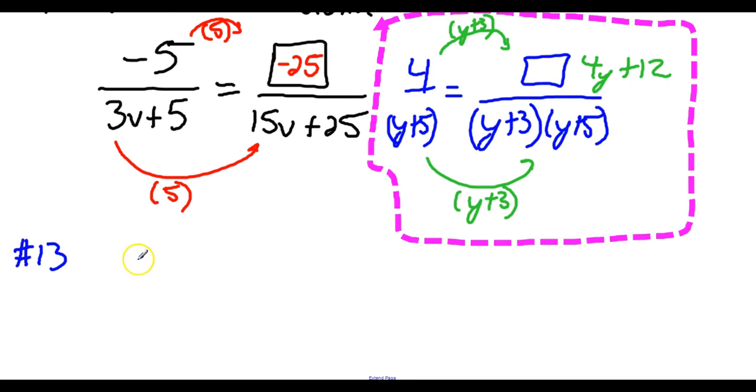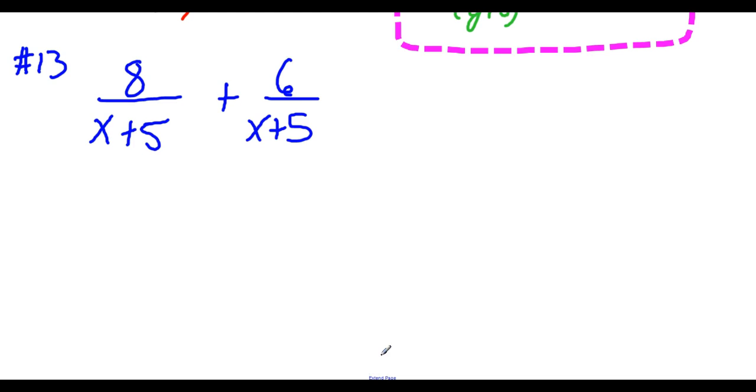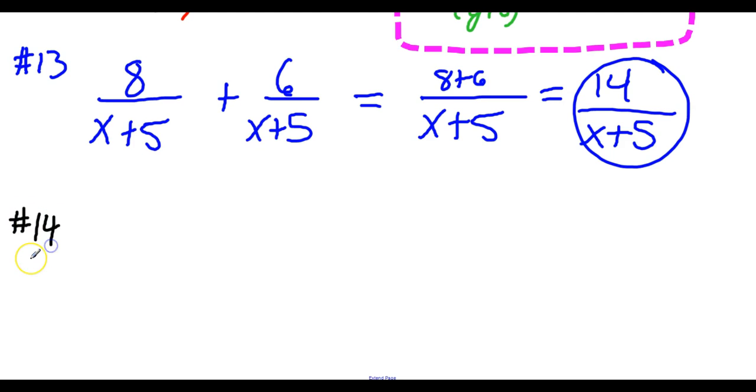So for 13 here, it asks you to simplify, or in this case, add or subtract. So we've got 8 over x plus 5 and then 6 over x plus 5. And for this one, you already have a common denominator. So there's nothing really to do on the bottom. It just stays x plus 5. And the top part, you're just going to do 8 plus 6 and make it 14. If you have a common denominator, all you have to do is just add or subtract the top numbers. Or you're basically just combining like terms.